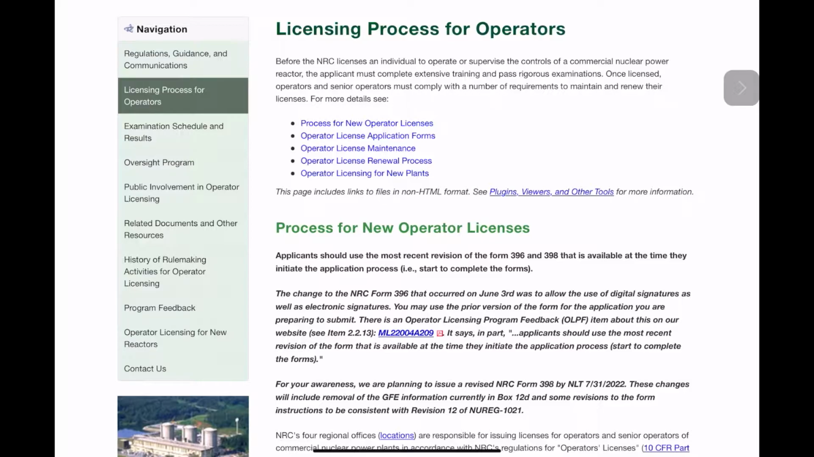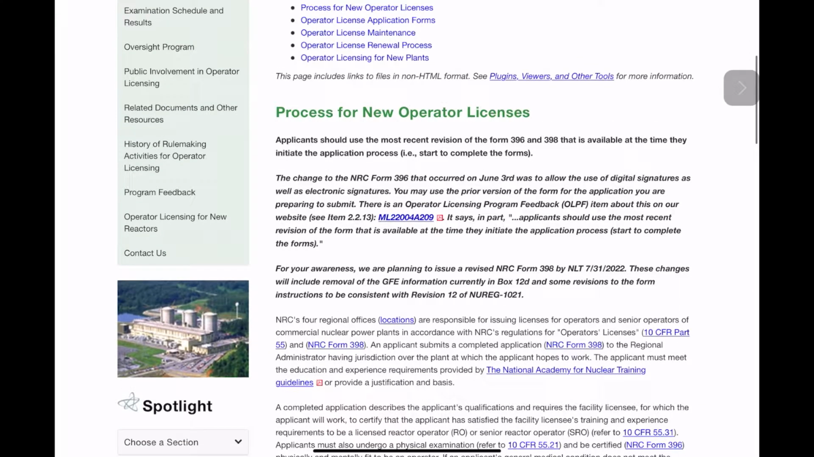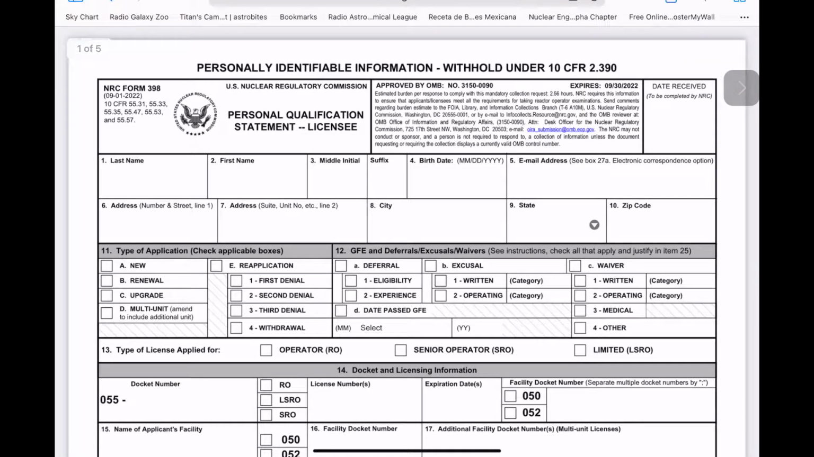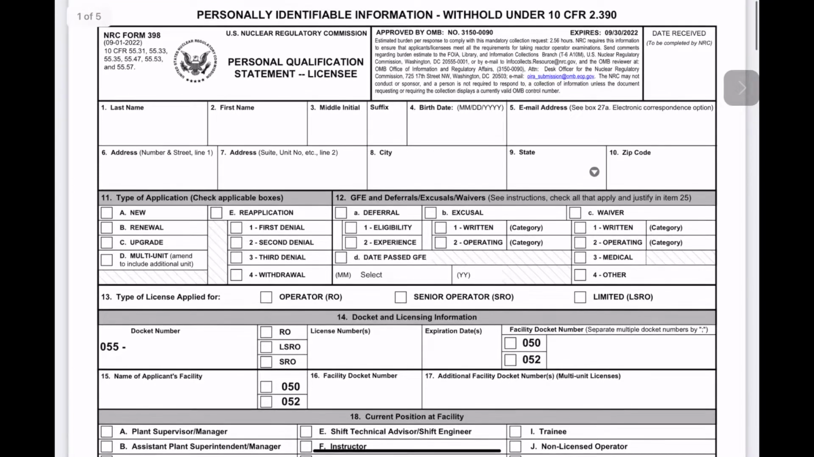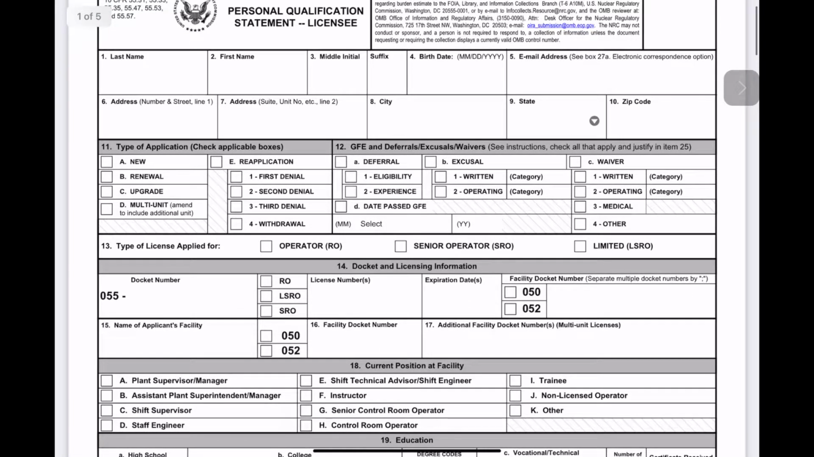Here it says that applicants should use the most recent version of the Form 396, which is an electronic form, but they can also use Form 398. And with this form, we can see very briefly what we need to get my license, right? Let's go to that form. If you're gonna get your license, you need to fill this out. You will enter your information, your name, last name, birthday, all that stuff.